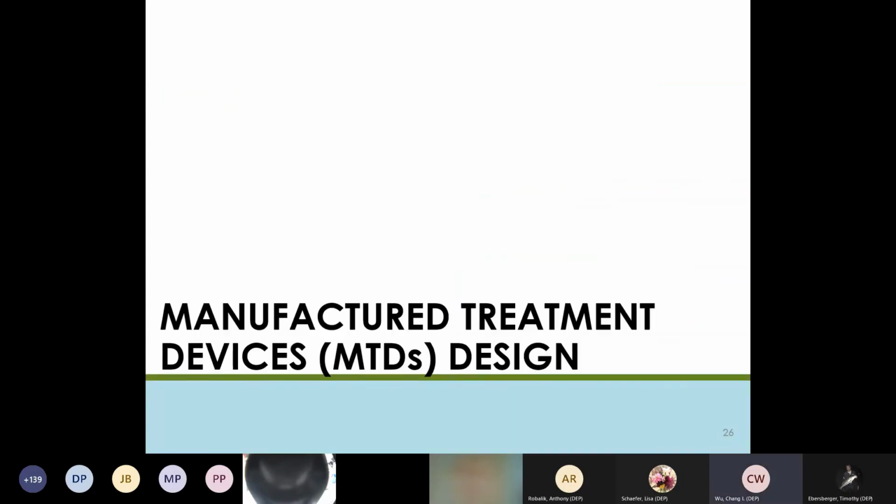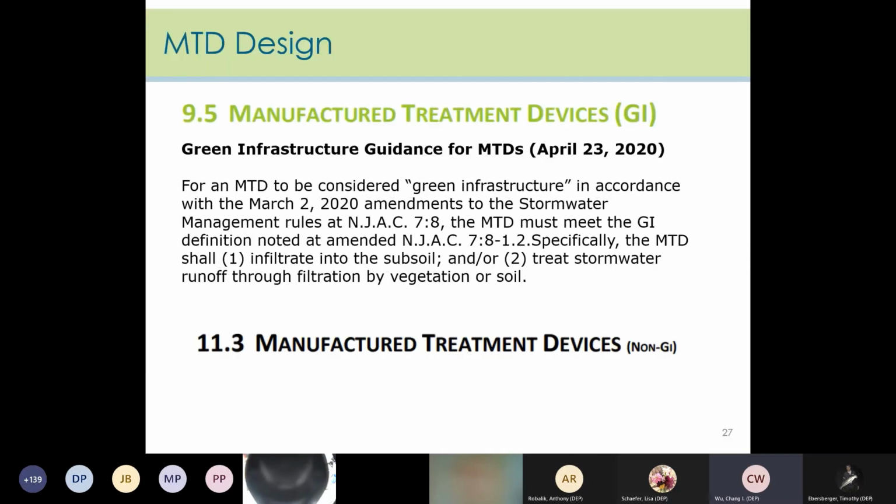And next topic, I want to talk about the design of MTD. Mr. Dick McGee already talked about MTD, and I want to emphasize some calculations of the MTD sizing. There are 2 kinds of MTD. Mr. McGee already mentioned the GI MTD and also the non-GI MTD.